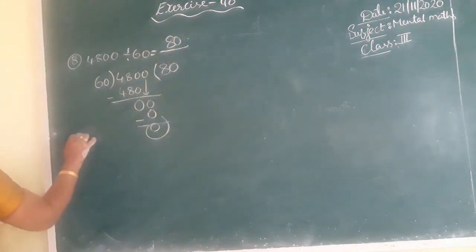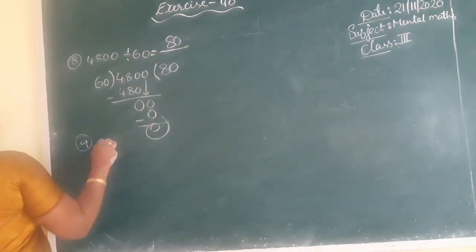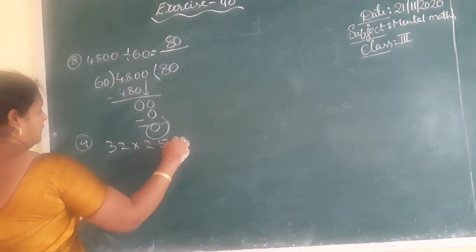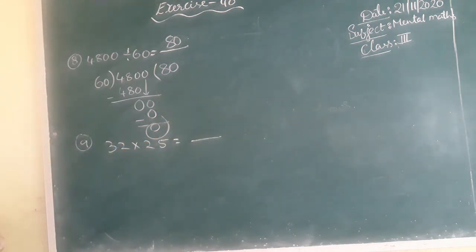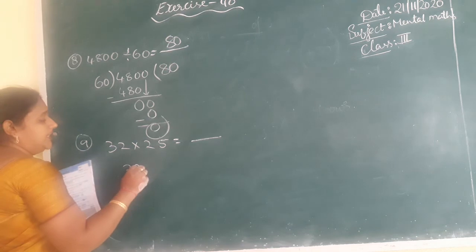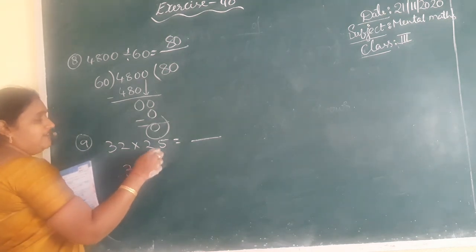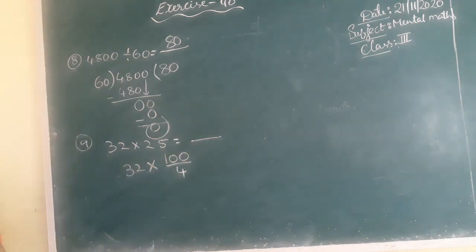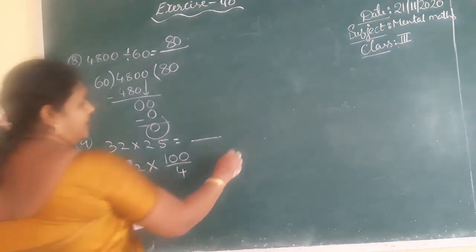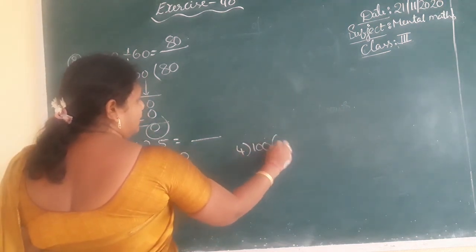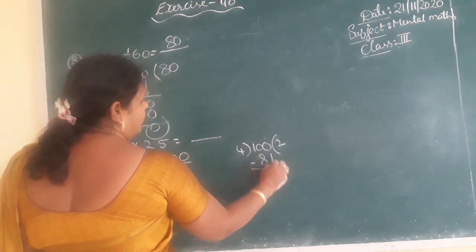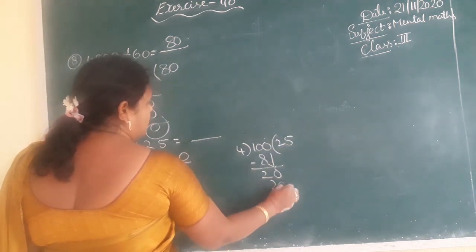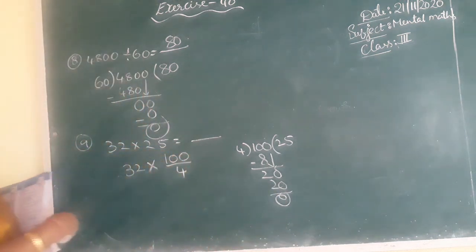So the answer is 80. Ninth one. 32 into 25. Children, there is a method to find out sums like this. Instead of multiplying with 25, you can multiply with 100 by 4. What is 100 by 4? 4 divides 100. 4 2s 8. Remainder 2. Now drop down 0. 4 5s 20. So 25 value is 100 by 4.